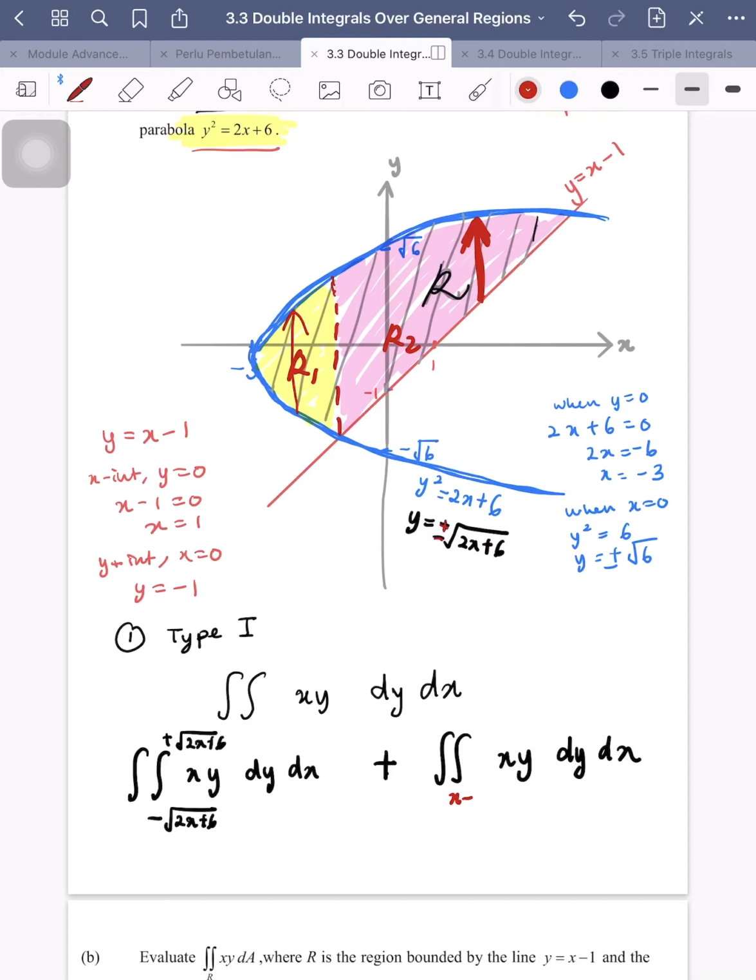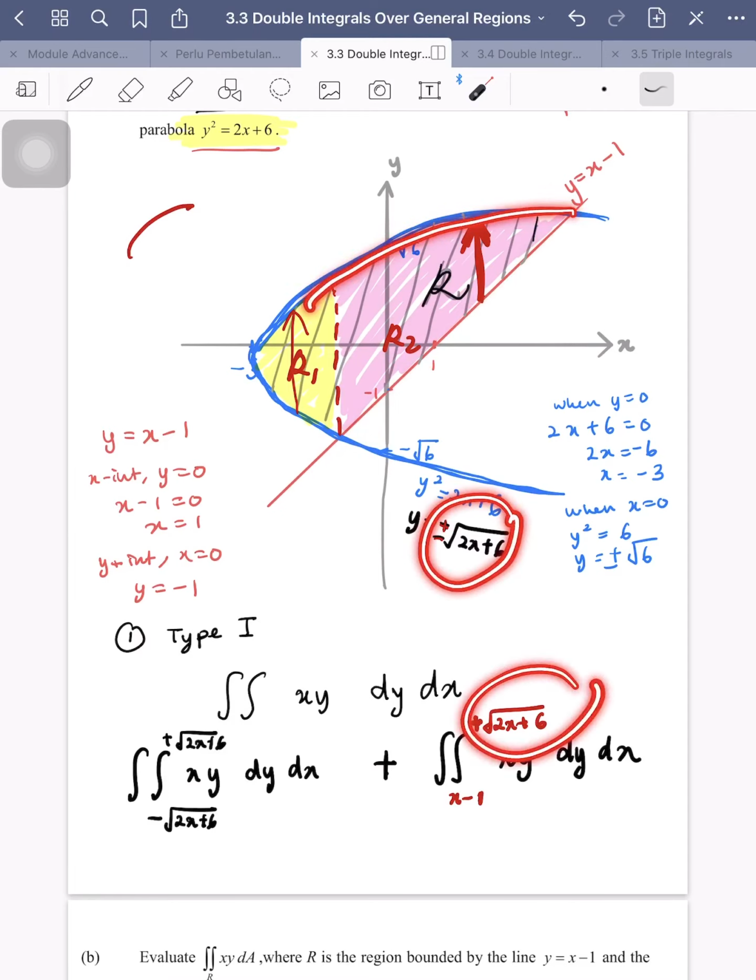Of course, the line on top is positive, so positive square root of 2x plus 6. You cannot have plus minus; you have to choose either positive or negative for a set value. Okay, next. Sorry, x minus 1. So the bottom here is y equal to x minus 1, and the top here is y equal to positive square root of 2x plus 6. So that is the first limit for region 1 and region 2.